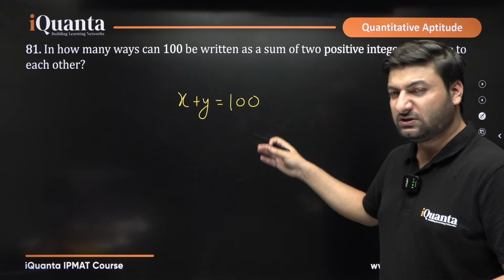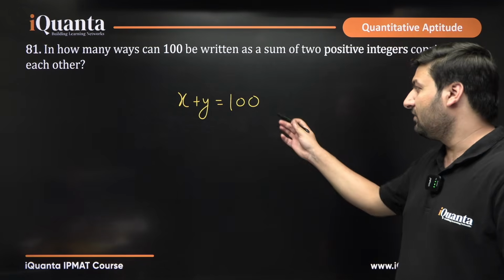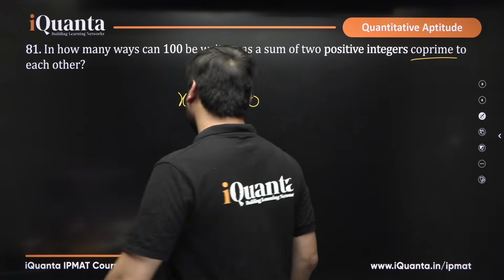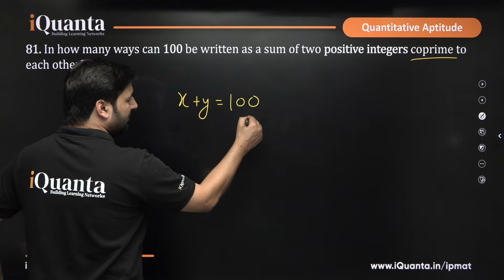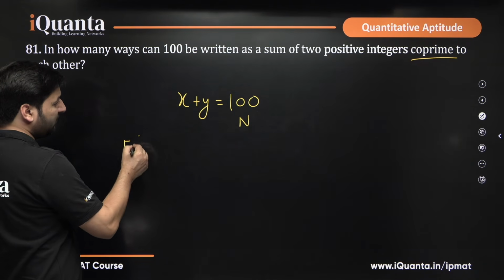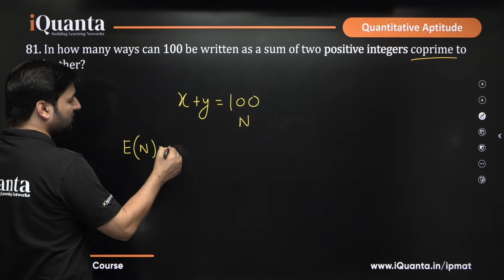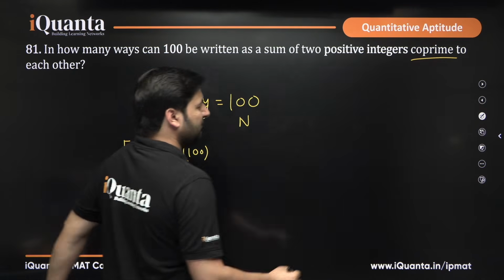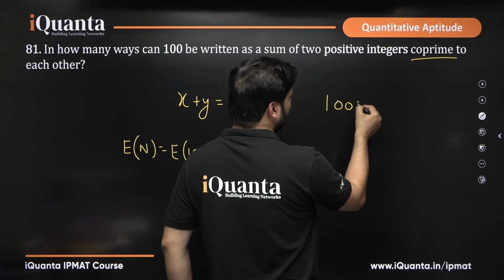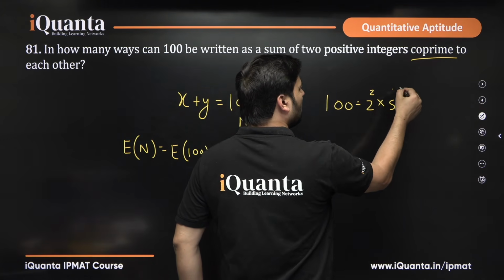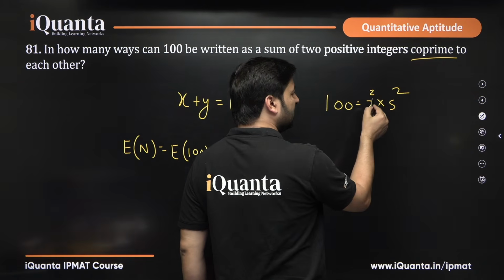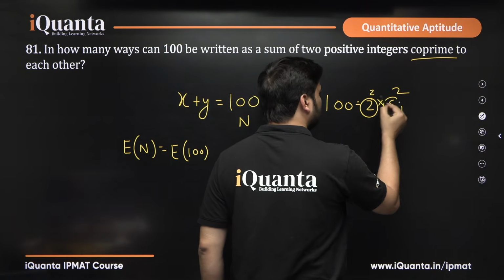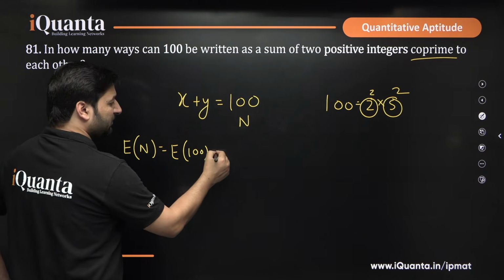There are two positive numbers that should have a sum of 100 and they should be co-prime to each other. So, this is my n, right. I have to find out the Euler of n, that means Euler of 100, and to find out the Euler value of some number, I have to do its prime factorization. So, 100 will be written as 2 square into 5 square. What are the prime factors in the prime factorization of 100? 2 and 5 only. So, what will be the Euler value of 100?